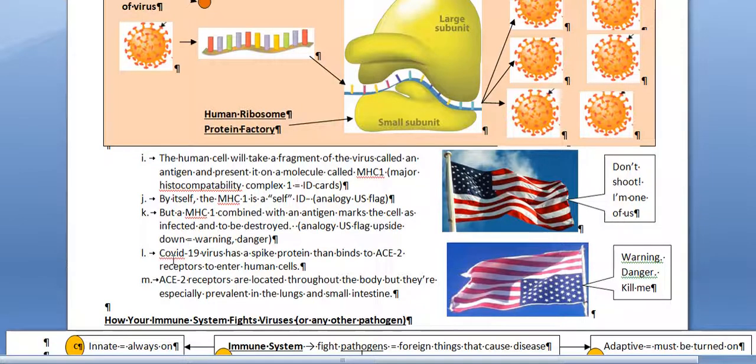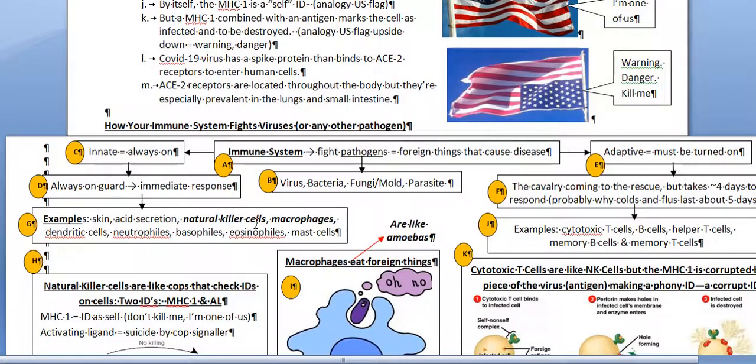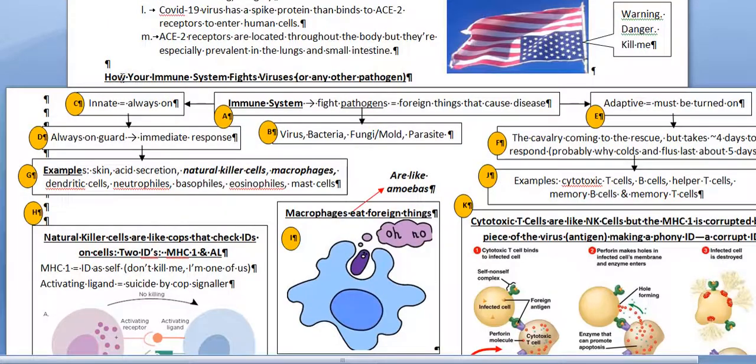So the COVID-19 virus has a spike protein that binds to the ACE2 receptor to enter human cells. The ACE2 receptors are located throughout the body, but they're especially prevalent in the lungs and small intestines, and that's why you get these respiratory problems. Now this is how your immune system fights viruses. This is the third goal here.